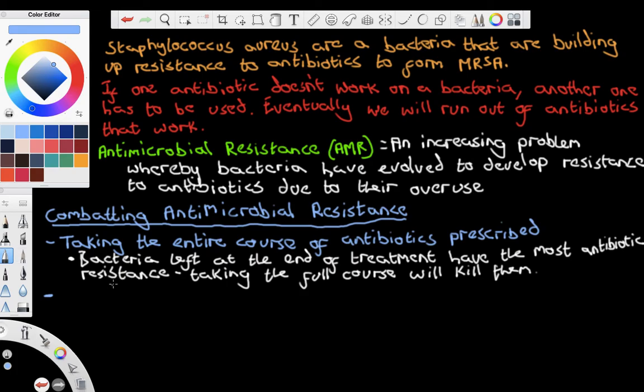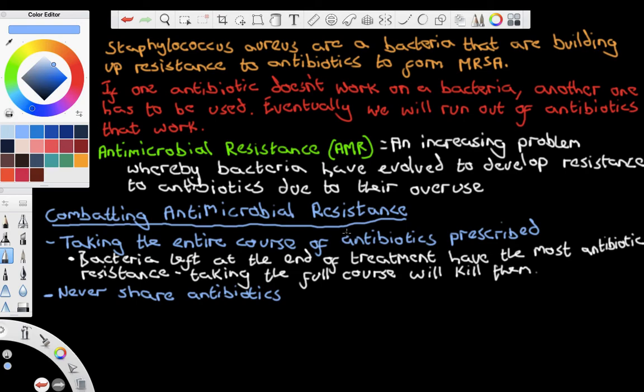You should never share antibiotics. If your friend is ill or a family member is ill, you should always make sure they go and see a doctor. Antibiotics should only be given by a doctor.